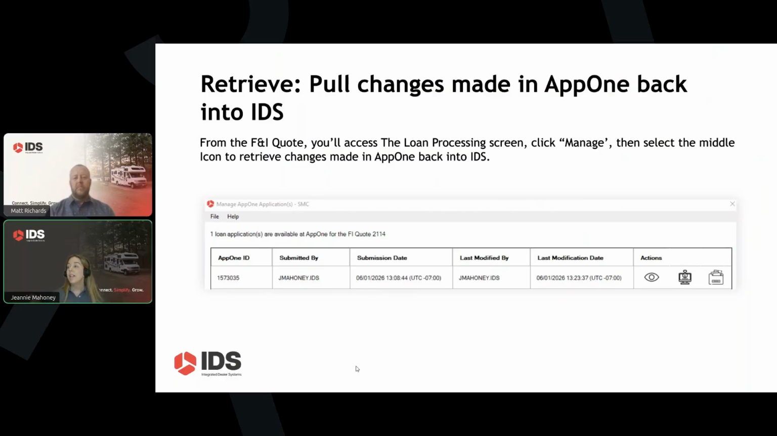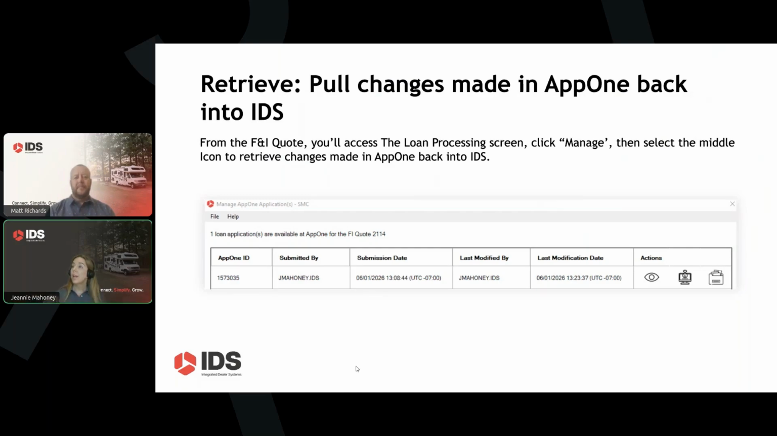The middle button is the Retrieve button. That's the one we're going to click on to pull over the updates from AppOne. And the third button is e-files, and that's going to allow you to view or download any of the documents that you may have saved on the AppOne side, just straight from your screen in G2.